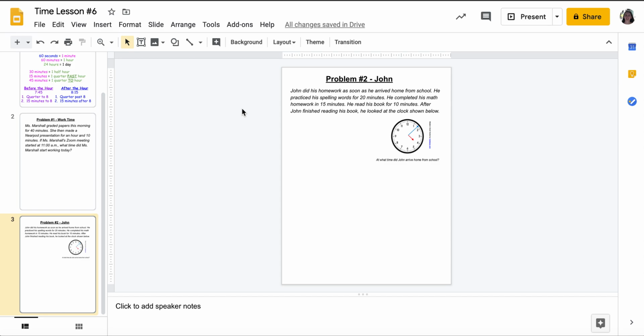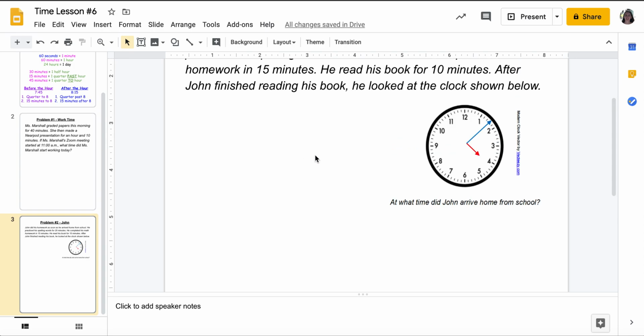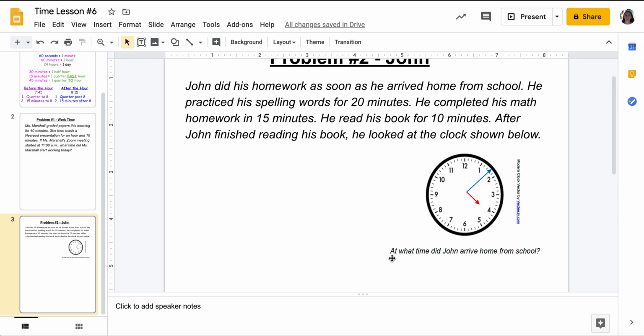He practiced his spelling words for 20 minutes. He completed his math homework in 15 minutes. He read his book for 10 minutes. After John finished reading his book, he looked at the clock shown below. So let's zoom in on that clock so we can read it. And my question's asking me, at what time did John arrive home from school?